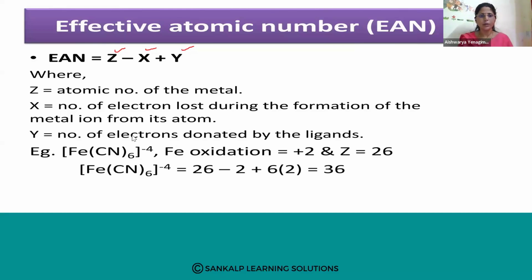Fine. Okay. So see here. Let me write an example here. Let me see how you can calculate. The example comes like this: K4[Fe(CN)6]. So this is my first example.